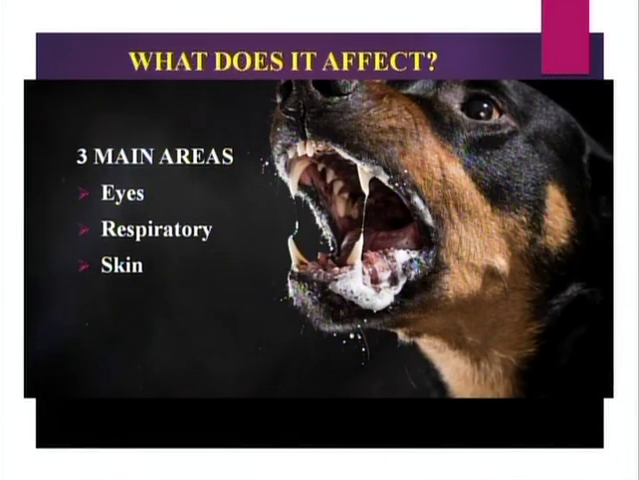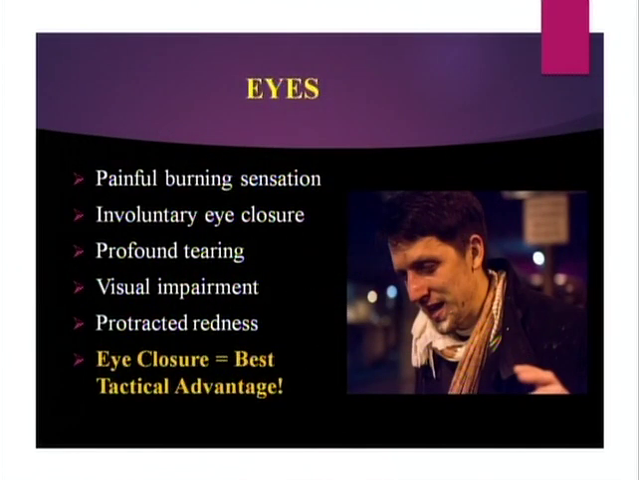What does it affect? The ADS affects three main areas: the eyes, the respiratory system, and the skin. You want to aim for the facial area. The reason being, if you hit the eyes, it will give the subject a painful burning sensation. And we want to produce involuntary eye closure, profound tearing, visual impairment, and protracted redness. We know eye closure is the best tactical advantage.